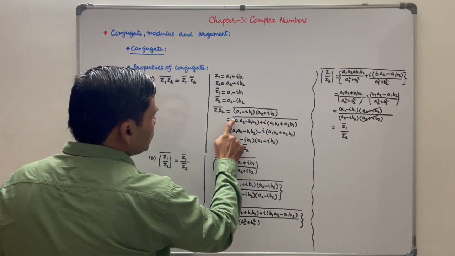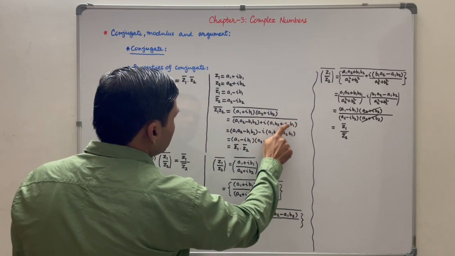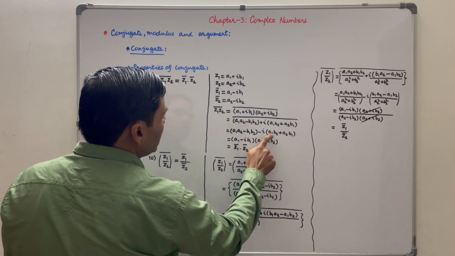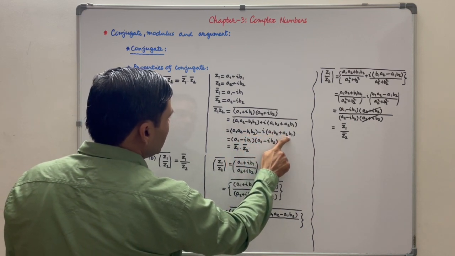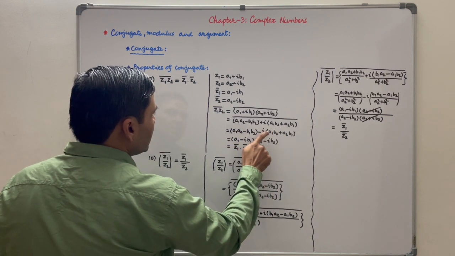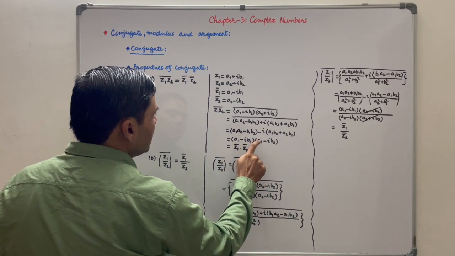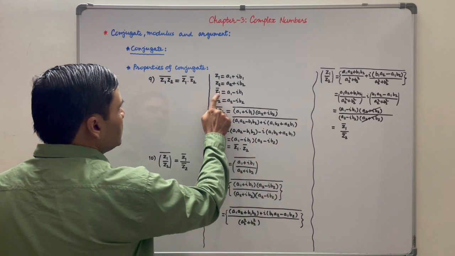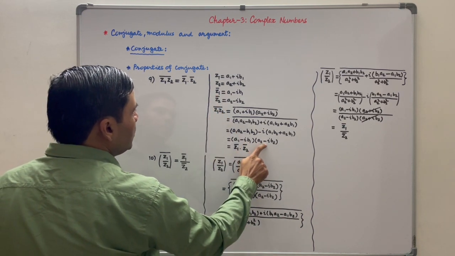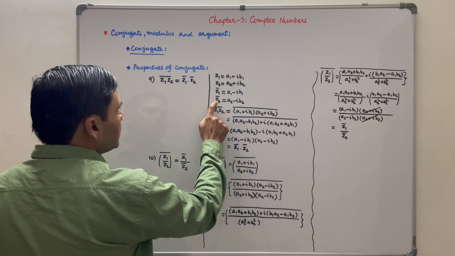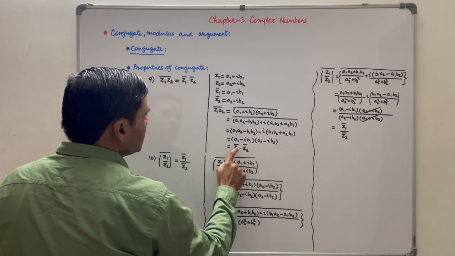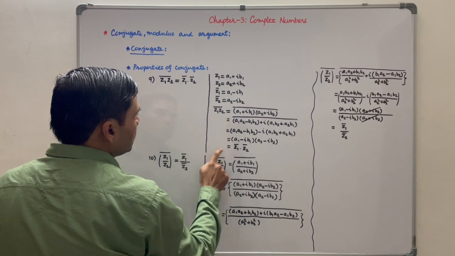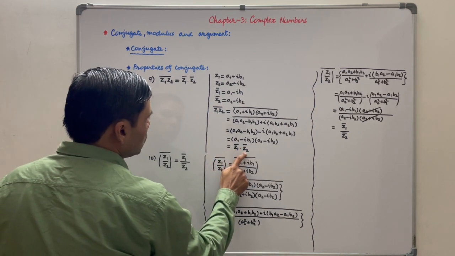Now we can take the conjugate of this complex number and it will be a1 a2 minus b1 b2 minus i into (a1 b2 plus a2 b1). We can rewrite this as (a1 minus ib1) into (a2 minus ib2). a1 minus ib1 is equal to z1 bar and a2 minus ib2 is equal to z2 bar. So this becomes z1 bar into z2 bar. So (z1 z2) whole bar is equal to z1 bar into z2 bar.